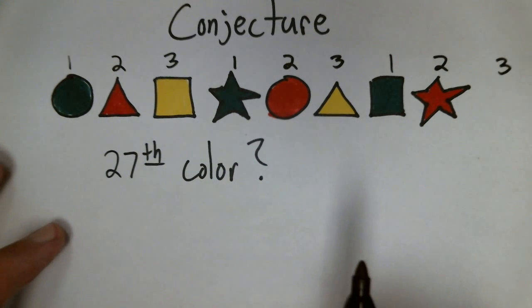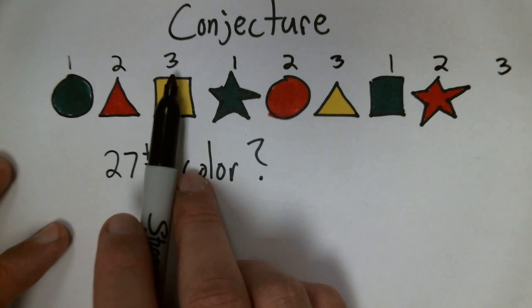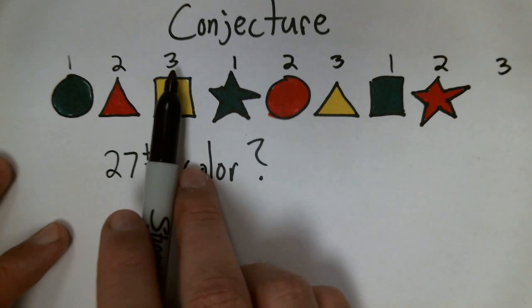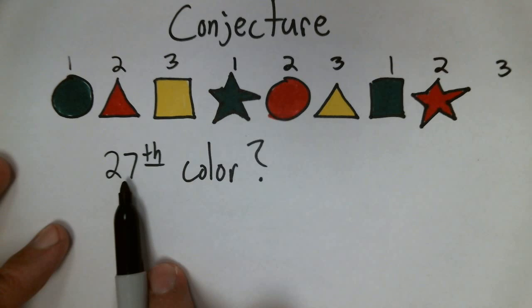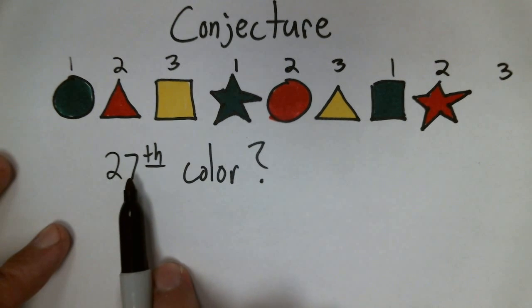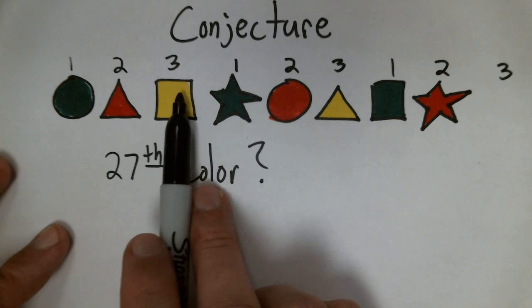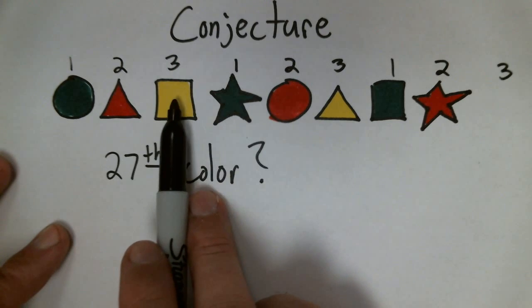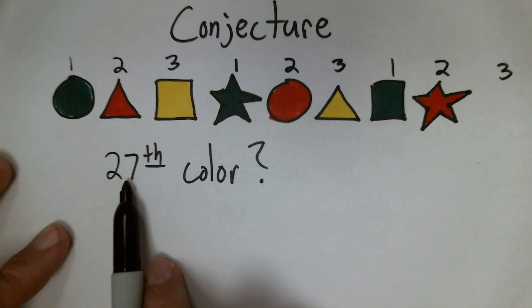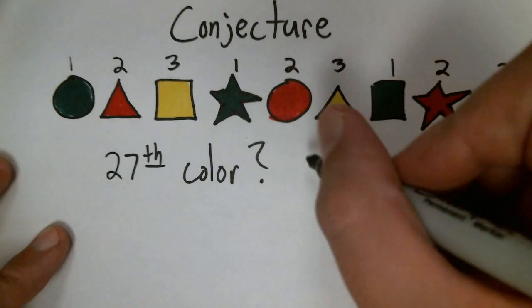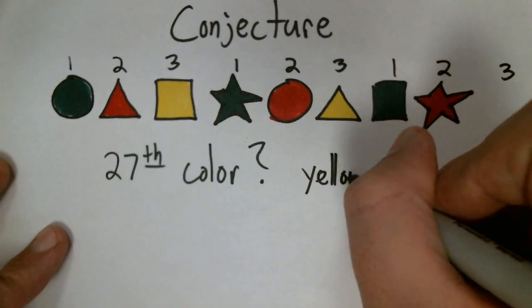So I try to figure out if the number of terms divides evenly into what I'm being asked for. Does 3 divide evenly into 27? Yes, it does. 3 goes into 27 9 times. So I know that every third term is a yellow: 3, 6, 9, 12, 15, etc. So since 27 is divisible by 3, the answer is simply yellow.